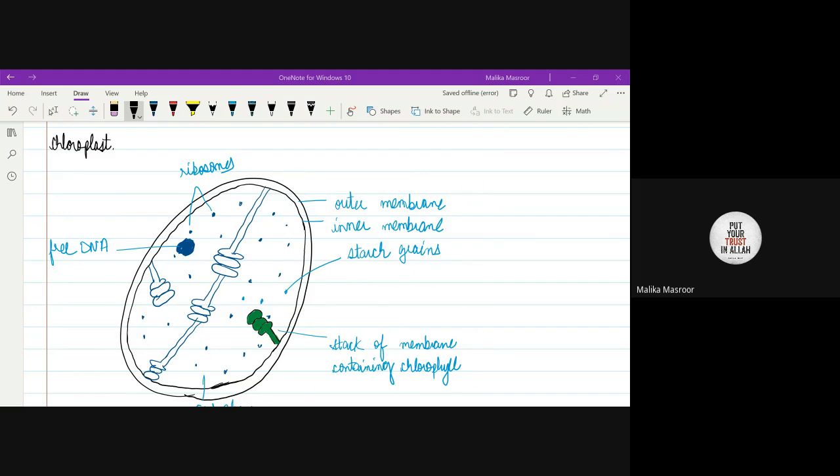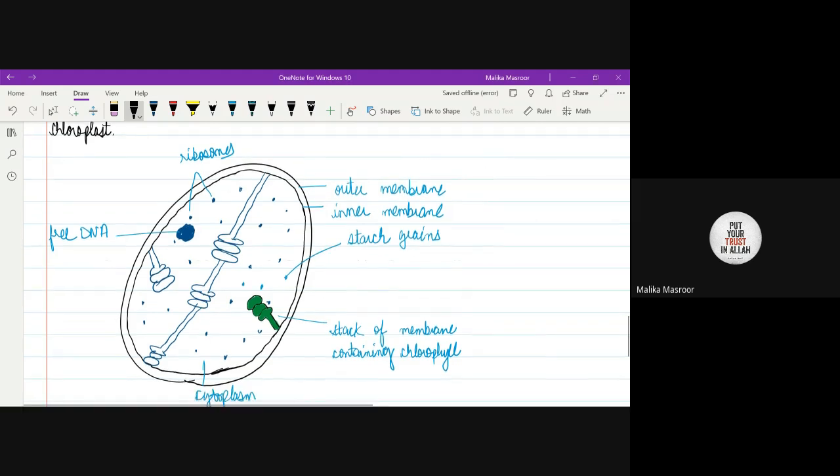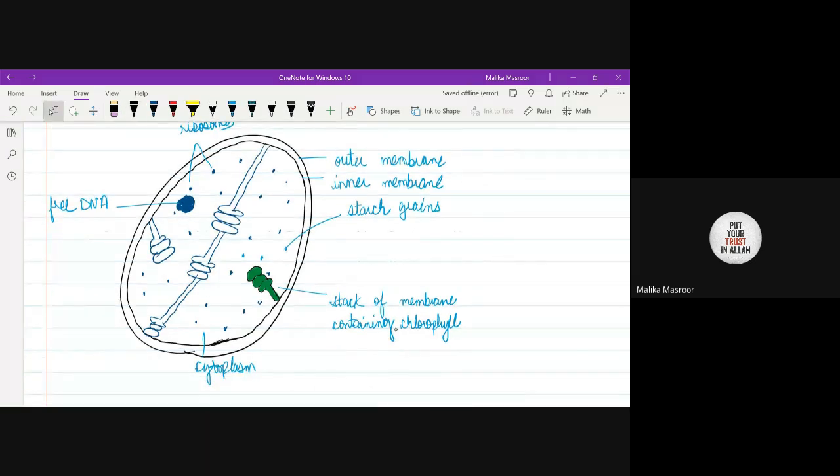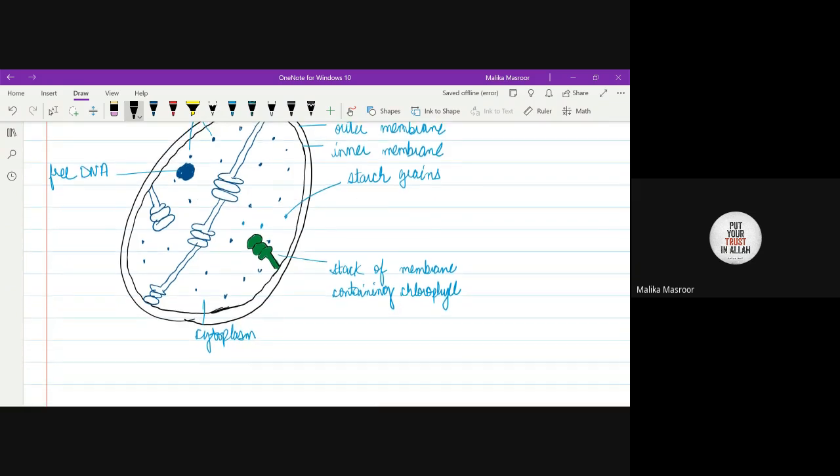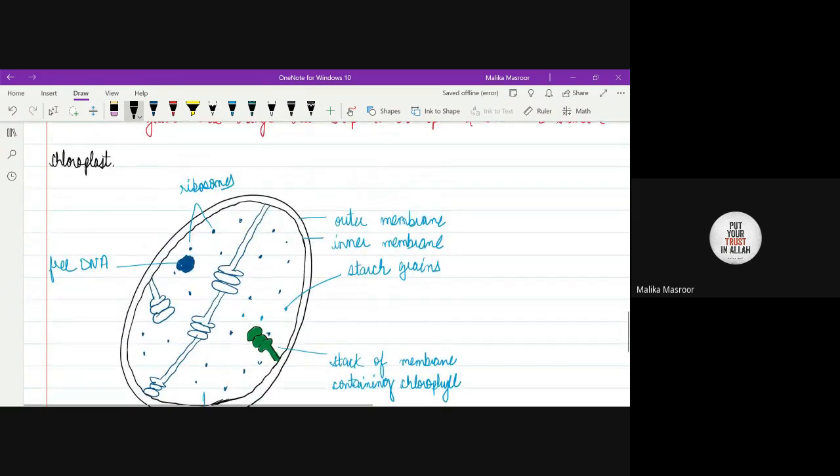Alright. So you have ribosomes for protein synthesis and free DNA. This is a stack of membrane that contains chlorophyll. And this is the outer membrane, inner membrane; it is a double membranous organelle. You know that. Right, these are your stock particles, your lamellae and all. We are going to discuss in detail, and you're going to discuss this in A levels, inshallah, in more detail.